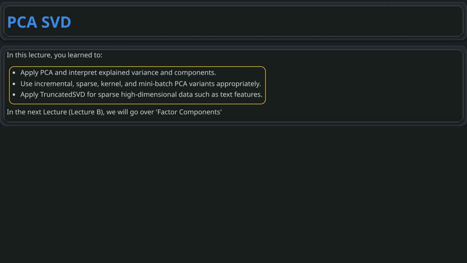In this lecture, you learn to apply PCA and interpret explained variance and components, use incremental, sparse, kernel, and MiniBatchPCA variants appropriately, and apply TruncatedSVD for sparse high-dimensional data such as text features. In the next lecture, Lecture B, we will go over factor components.